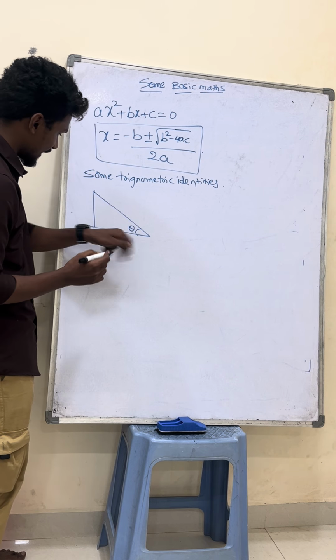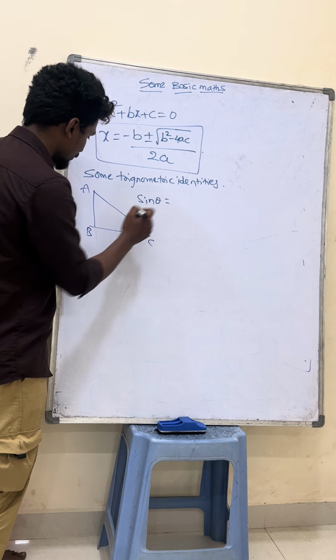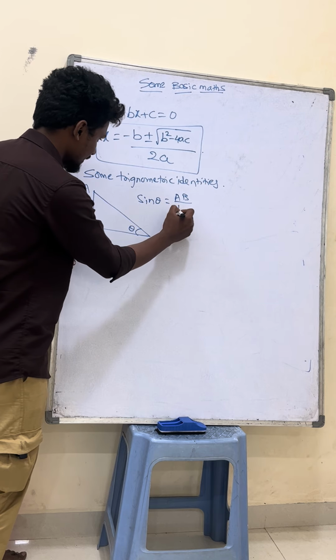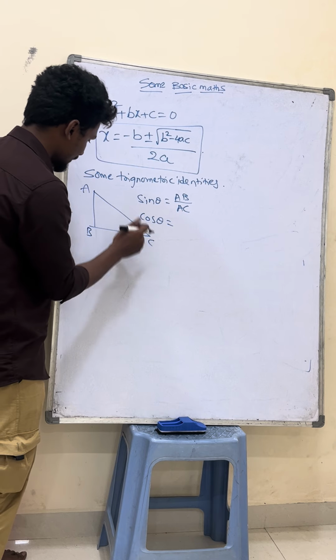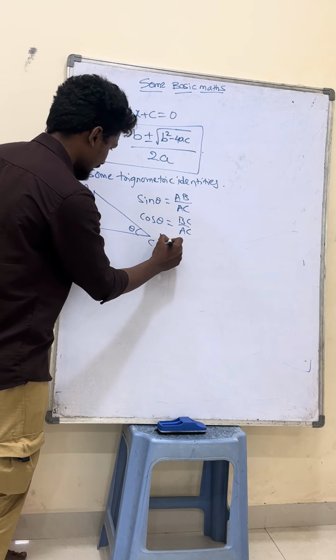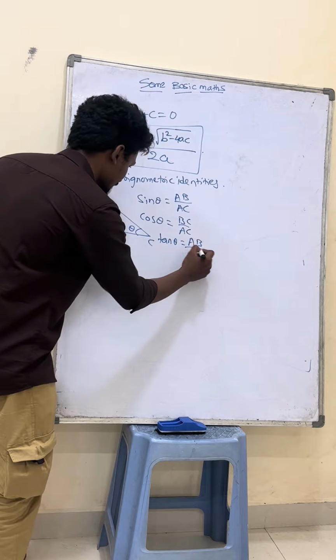If I got a right angle triangle, let's say this is A, B, C. Now sin theta is equal to opposite side by hypotenuse. Opposite side is AB, by hypotenuse AC. And what about cos theta? Cos theta is adjacent side by hypotenuse, that is BC by AC. And what about tan theta? Tan theta is opposite side by adjacent side, which is AB by BC.